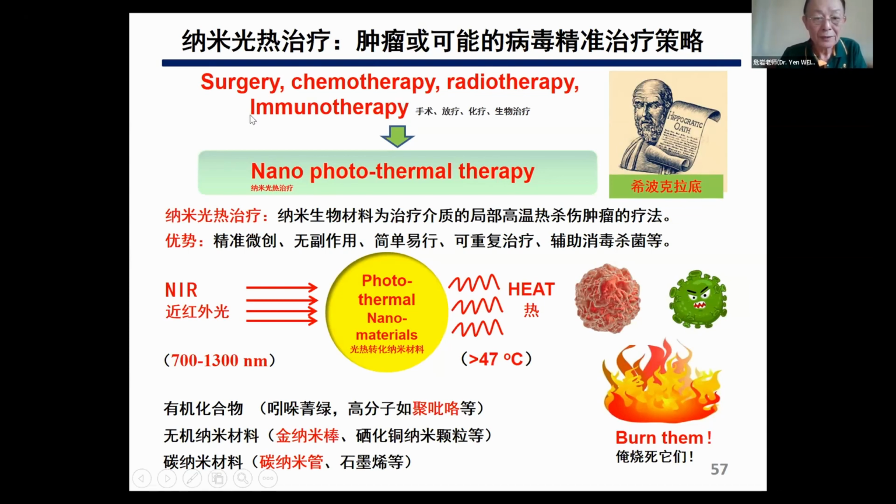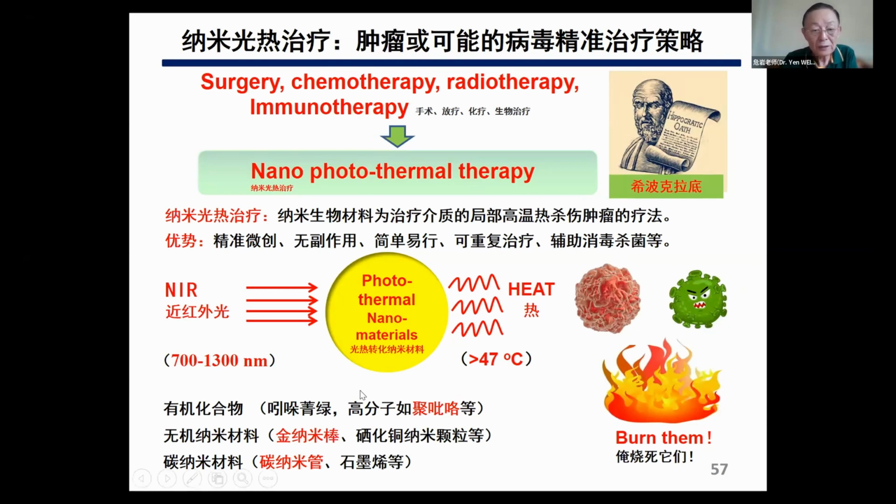So now the one thing is as ancient as 2,000 years ago. If you cannot cure a disease, you cannot cut them out, what do you do? You burn them, right? Burn them. That's called nanophotothermal therapy. Some of them have been applied in clinical situations.